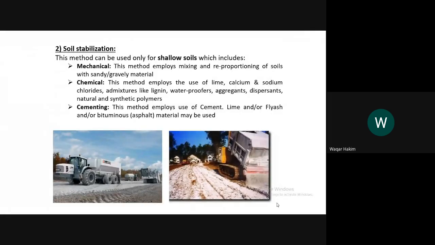Soil stabilization. Soil stabilization we can do in three types: mechanical, chemical, and cementing. By mechanical methods, we change the proportion of the soils by mixing sand and gravelly materials. By chemical means, we apply certain chemicals like lime, calcium and sodium chlorides, admixtures, waterproofers, aggregates, etc. And in the cementing method, we use different binders like cement, lime, fly ash, or bituminous materials.